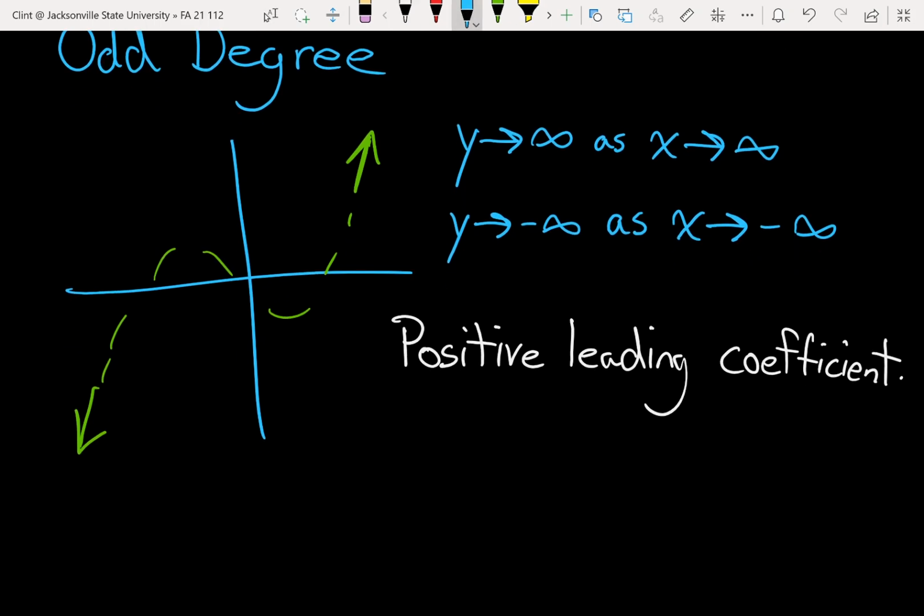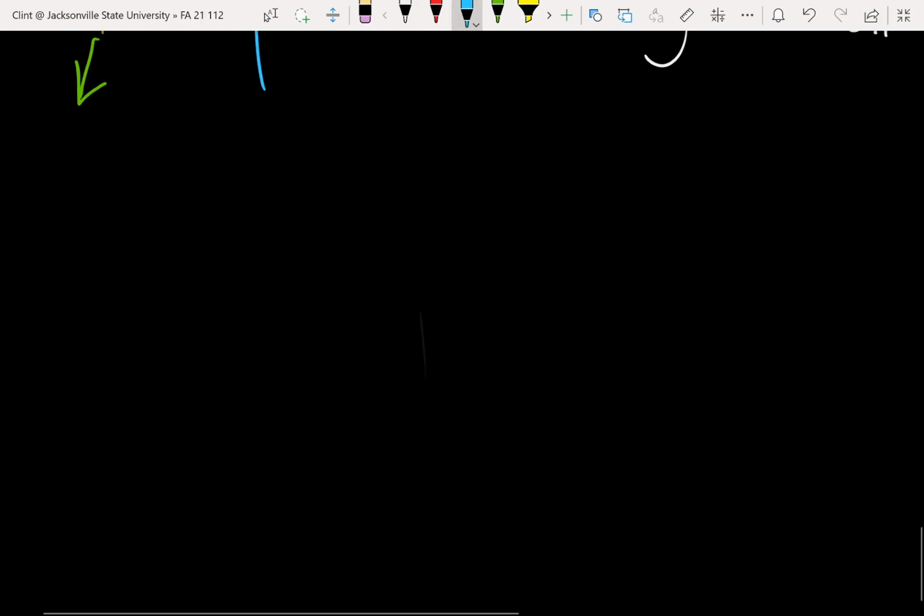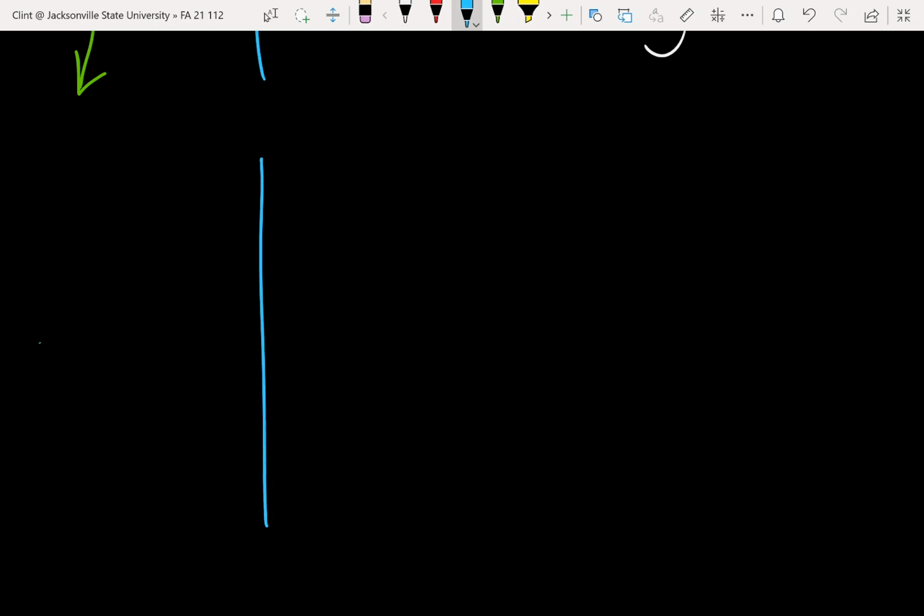So it's our last case, right? We've only got 4 possibilities. So last case is if it goes up to the left, down to the right. These are both odd. So the evens, they both go the same direction. The odds, they go opposite directions. And then the trickier part is just remembering which way is which.